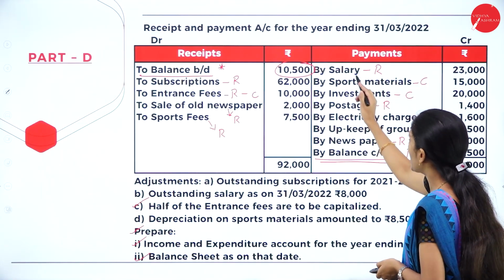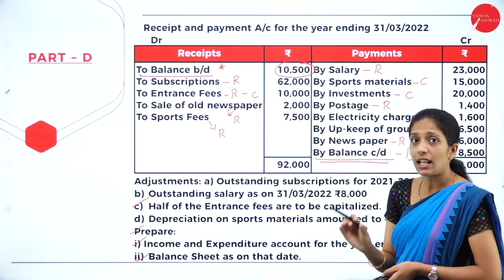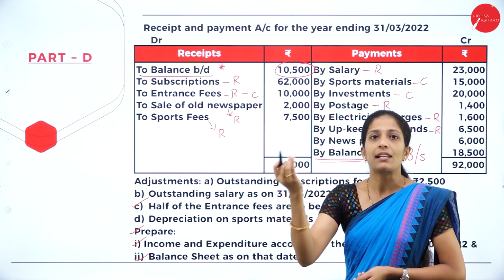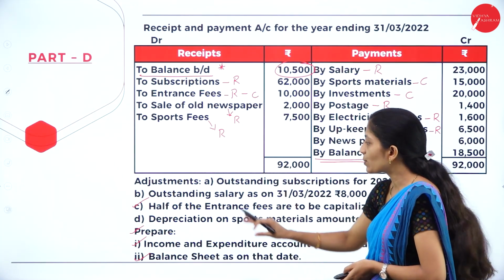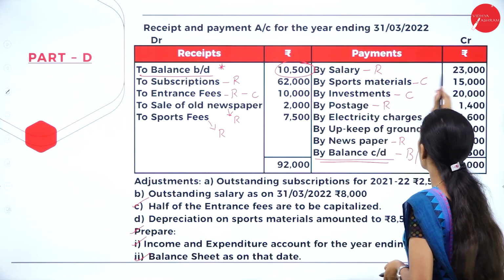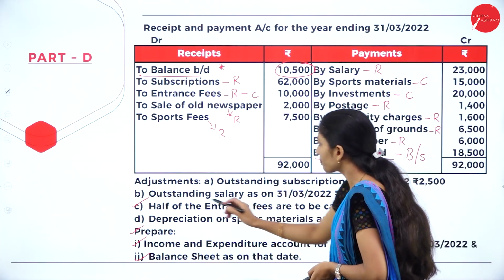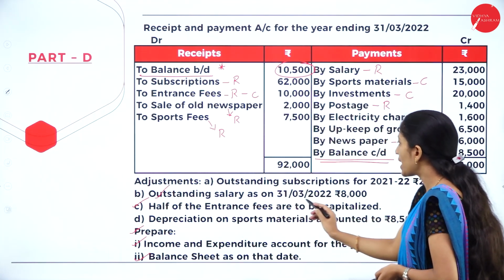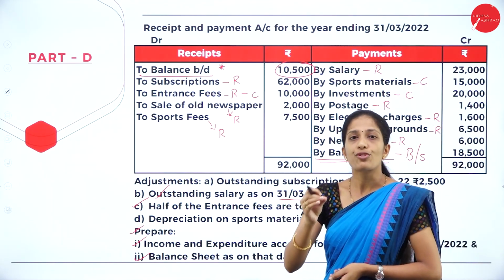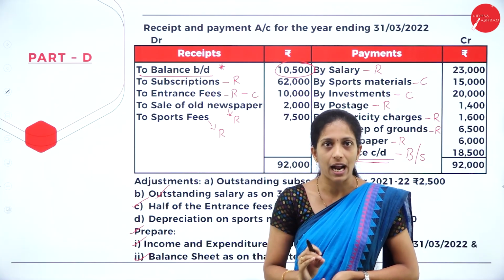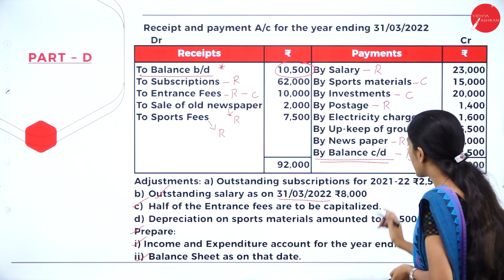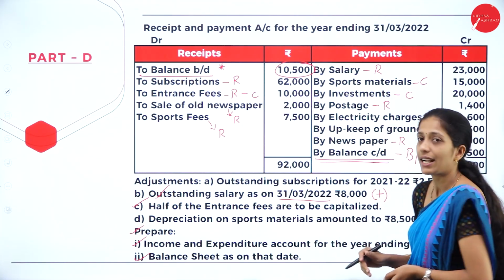Now we shall go through the first one, salary. It is a revenue item. Whenever you see each and every item in your receipt and payment account, immediately you have to see your opening balance sheet as well as adjustments, anything related to that particular item. Now we have salary 23,000. In the same way, we have an adjustment: outstanding salary as on 31st March 2022. Always remember, outstanding salary of the current year we have to add. Outstanding of the previous year we have to minus. This is the current year, so we have to add this outstanding salary.